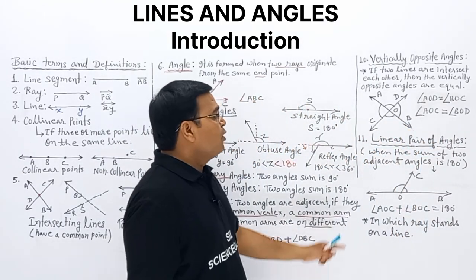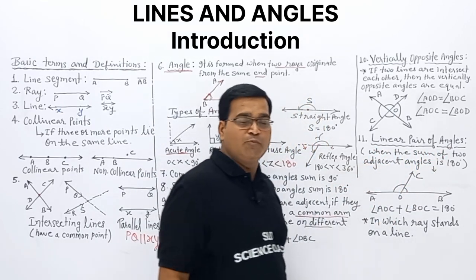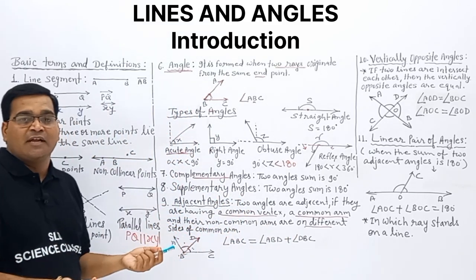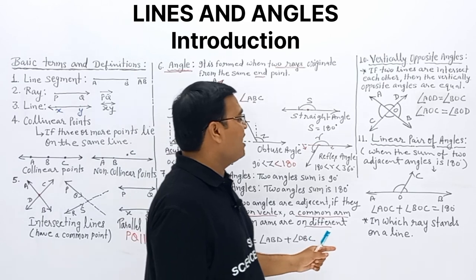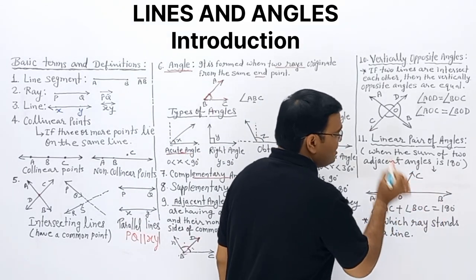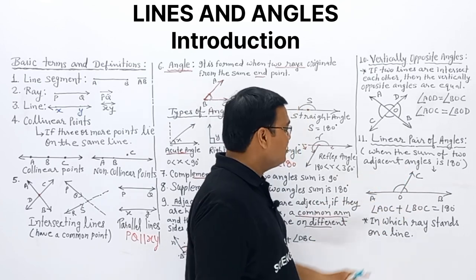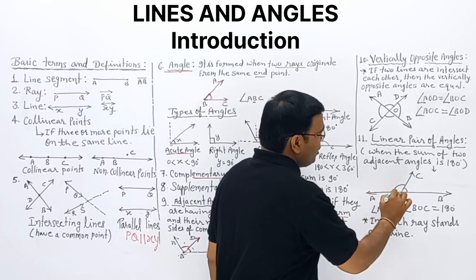Now observe, once we understand the adjacent angle, then we can easily identify linear pairs of angles. What? Observe, when the sum of two adjacent angles is 180. We studied adjacent angles. What does it mean? Two angles will be adjacent once they have a common arm. Observe, this is one line and this is a ray. This ray stands on this line. Clear?